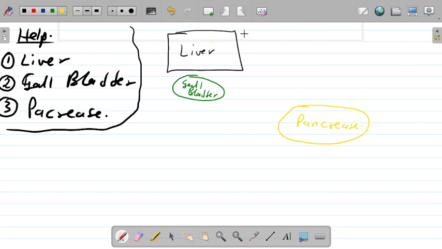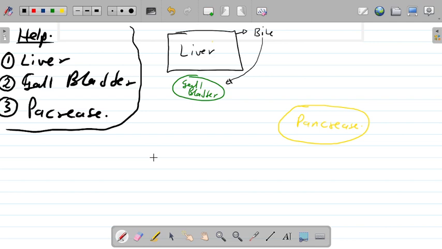The liver, one of its first functions is that it creates and secretes bile. It makes a substance called bile, and it secretes it. Where is this bile stored? This bile will be stored in the gallbladder.